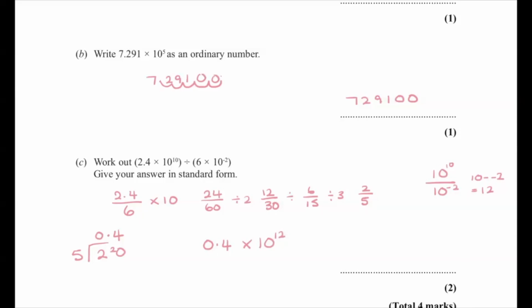We do have a problem, however, because standard form should always have its first digit with value, and this does not. So really, I'm going to need to move the decimal point this side to create 4. By doing that, I've actually made the number bigger. I've multiplied it up by 10, basically. But it means to compensate that, I have to make this smaller, just by 1.